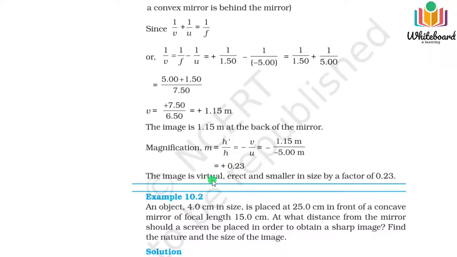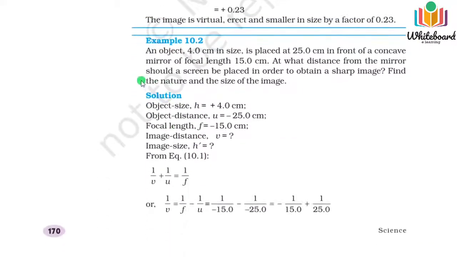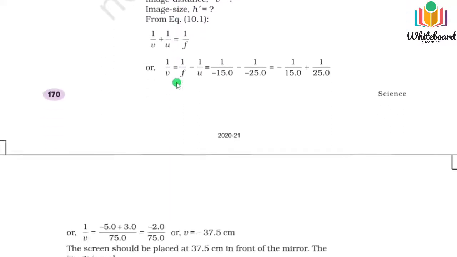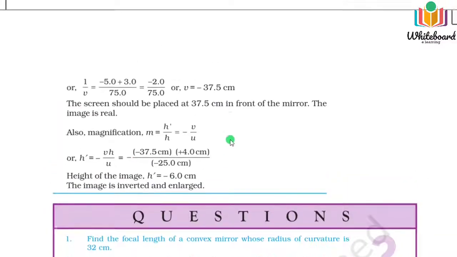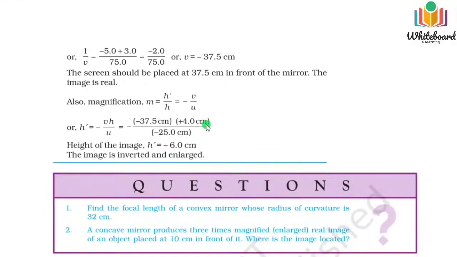And virtual, erect: if it is a plus sign, that means it is on the positive side of the y-axis, and the positive side of the y-axis means it is erect. And of course, if the image is erect, there is a very good connection: then obviously it will be virtual. And this is the second numerical problem. Go through it. So we have completed the concave mirror and convex mirror, the uses of concave mirror, uses of convex mirror, and sign convention.